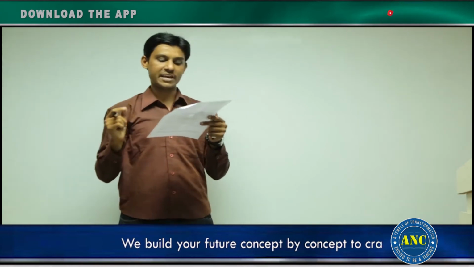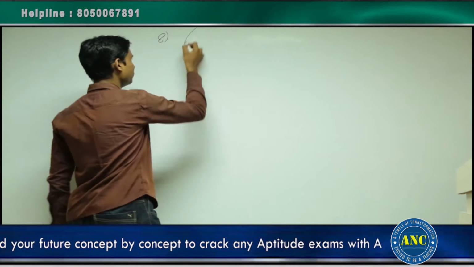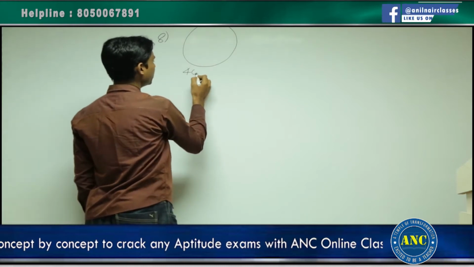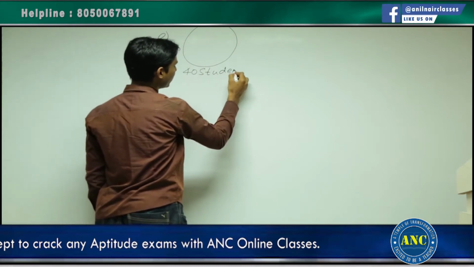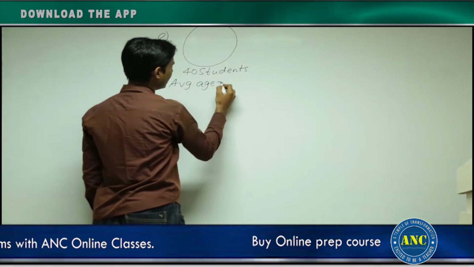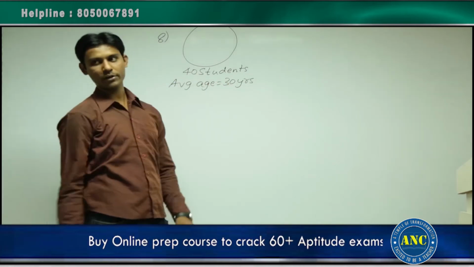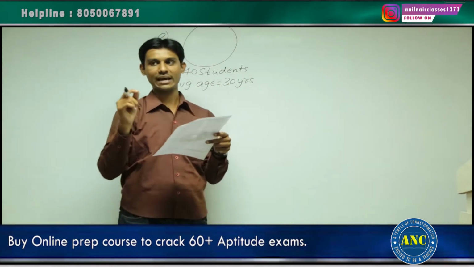The average age of a class of 40 students is 30 years. That means if this is the classroom, there are 40 students in the class. Average age of 40 students is given as 30 years. That means all 40 students are 30 years of age. Like that we can assume it, right?